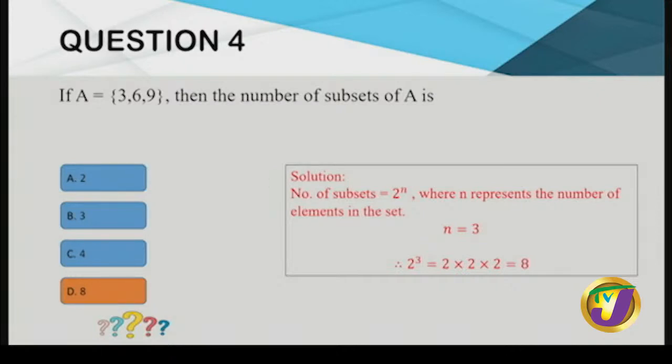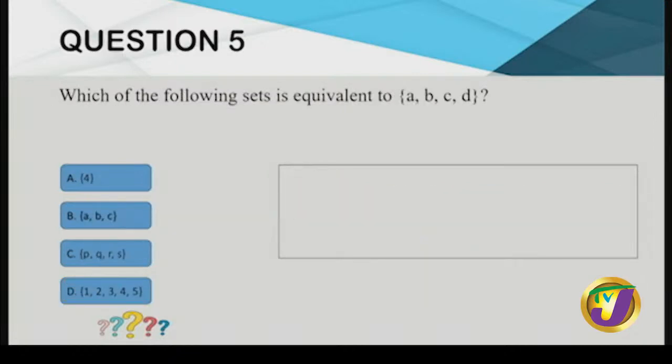Awesome. All right, so question 5. Which of the following sets is equivalent to the set containing A, B, C, and D? All right. Now I'm seeing something here. Equivalent.